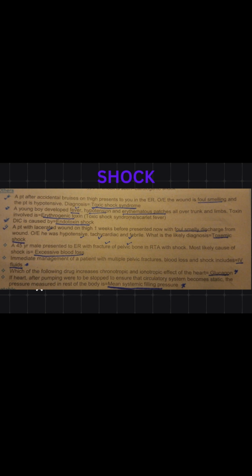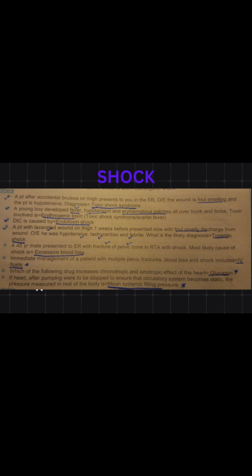A young boy developed fever, hypotension and erythematous patches all over the trunk. Toxin involved is erythrogenic toxin. That is the toxin of toxic shock syndrome and scarlet fever. So erythematous patches, hypotension and fever. Now DIC is caused by endotoxin shock. A patient with a lacerated wound on the thigh 1 week before presented now with foul smelly discharge. On examination, hypotensive, tachycardic and febrile. What is the likely diagnosis? That is a toxemic shock.